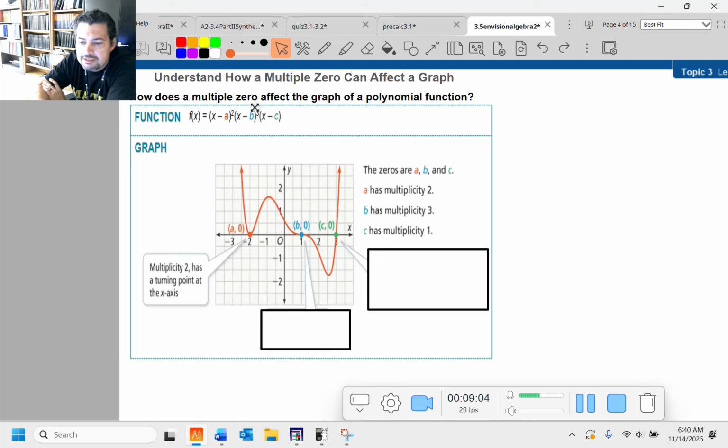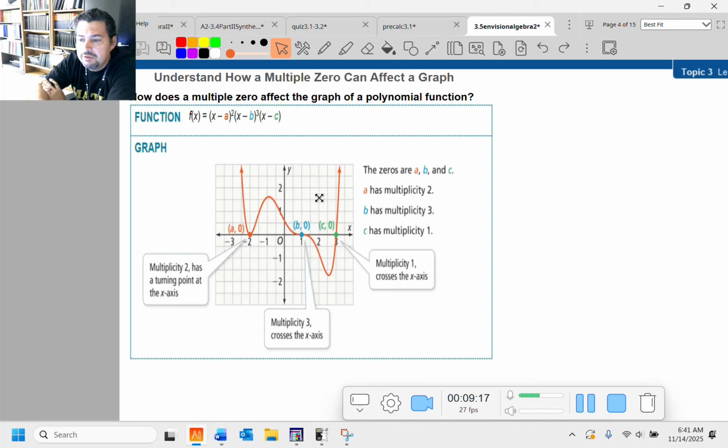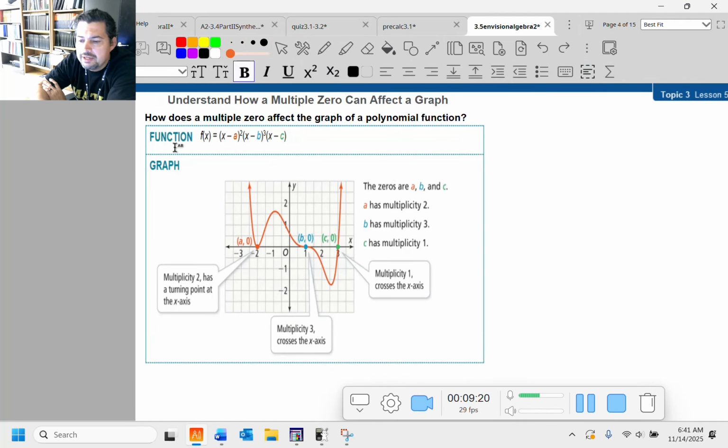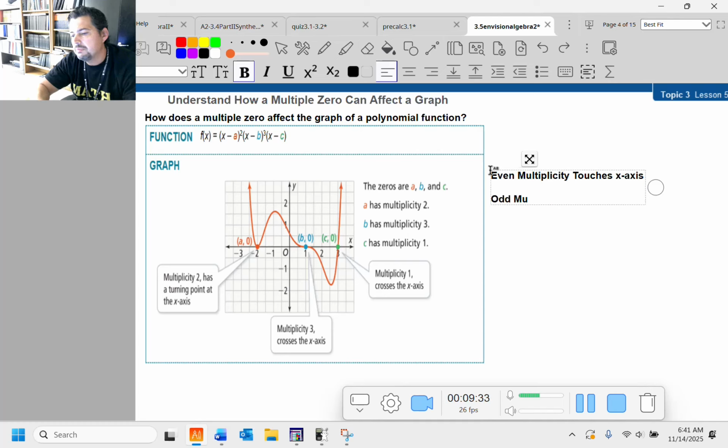If you look at B, it has a multiplicity of 3. Let's see what's in this text box. A multiplicity of 3 crosses the x-axis. C has a multiplicity of 1, and a multiplicity of 1 crosses the x-axis. What they're trying to tell you in this little slide here is that even multiplicity touches the x-axis. An odd multiplicity crosses the x-axis. That's what it does. And that's all it does.